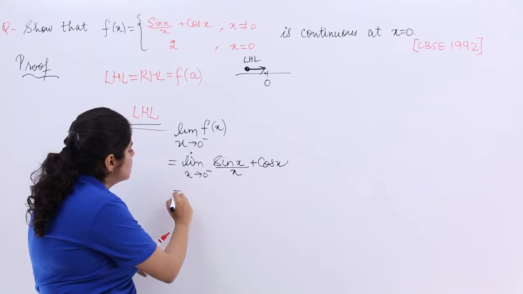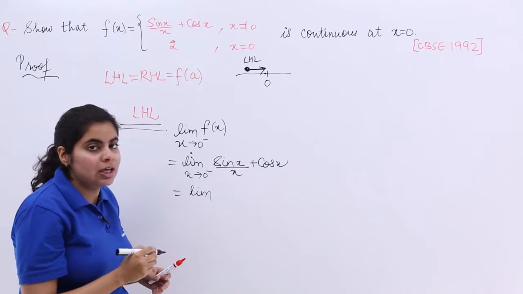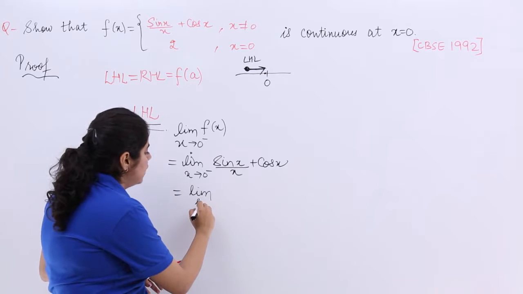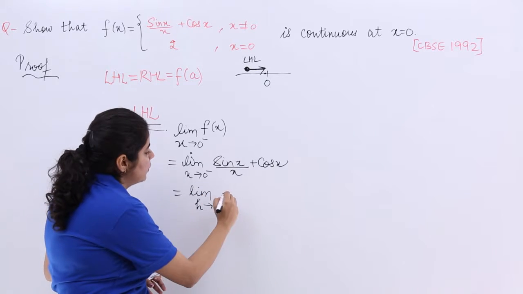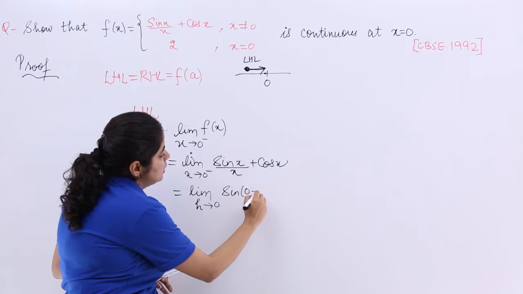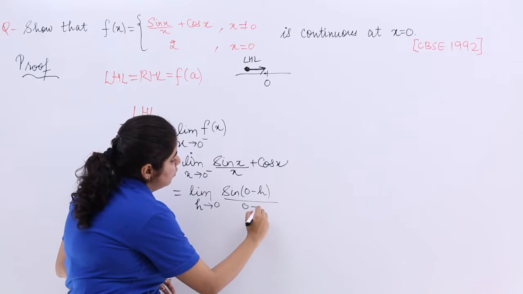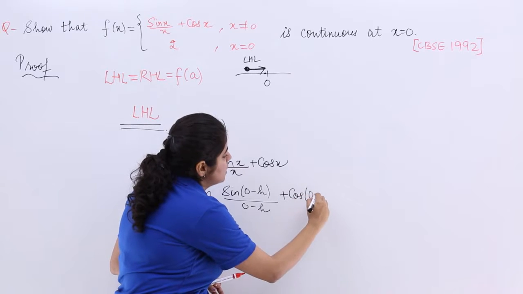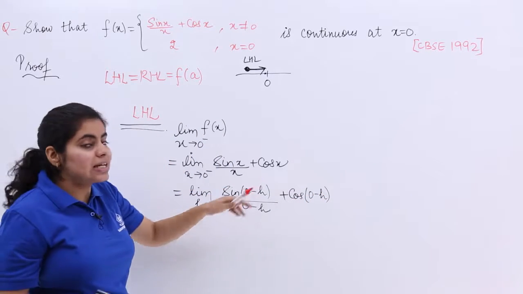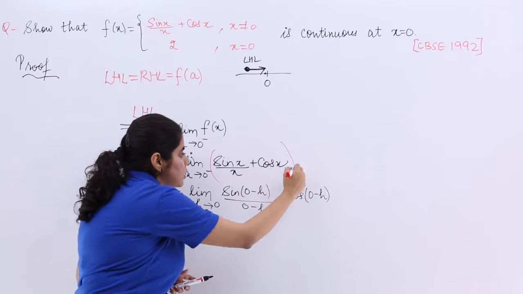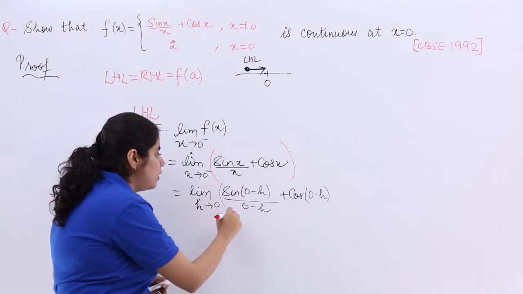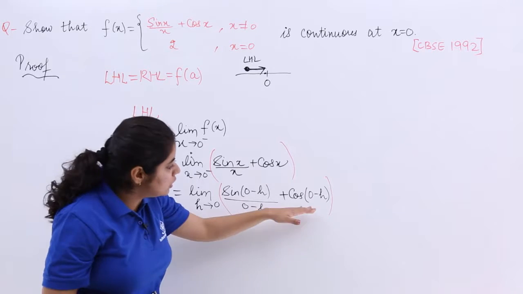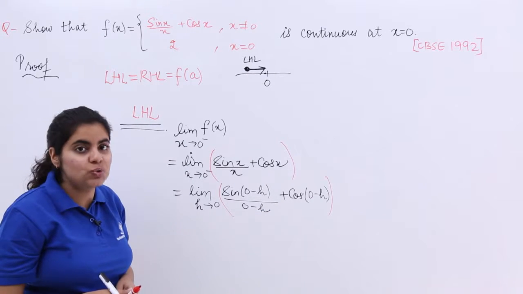So if we assume some h which is a very small number or quantity, here it becomes limit h tends to 0 of sin(0 minus h) upon (0 minus h), this we know, plus cos(0 minus h). And since it is a function which has two terms involved, you can always separate the limits. Here also it becomes limit h tends to 0, here also it becomes limit h tends to 0.